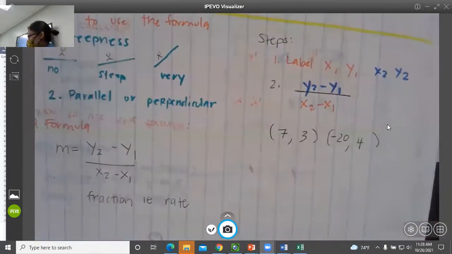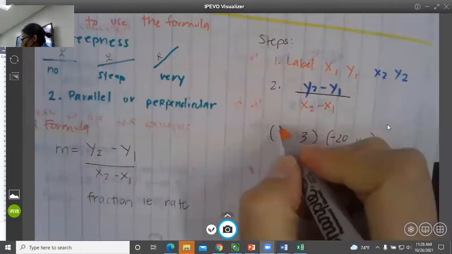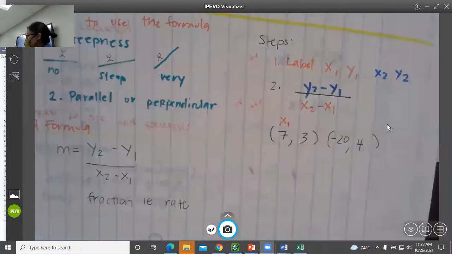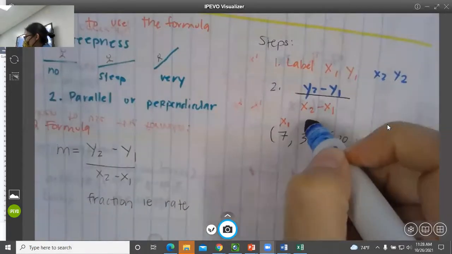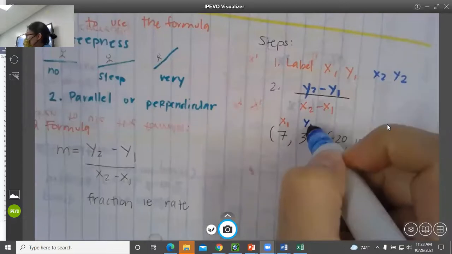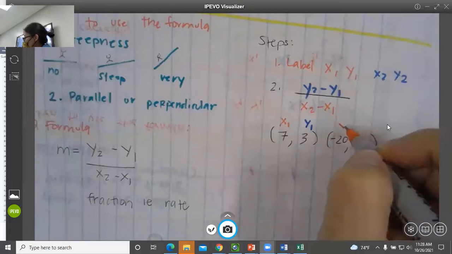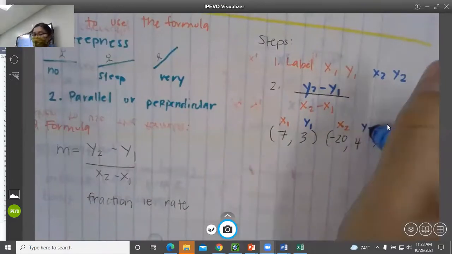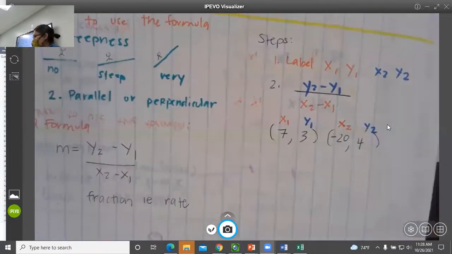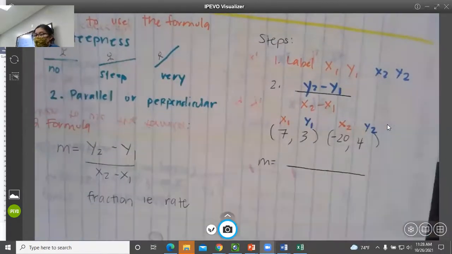All right, so then we're going to label. When we label, what goes first, X or Y? Perfect, X1, and then Y1, and then X2, and then Y2. Yeah, X1, Y1, X2, Y2, perfect. Then I'm going to put them in the formula. So it's going to be Y2.